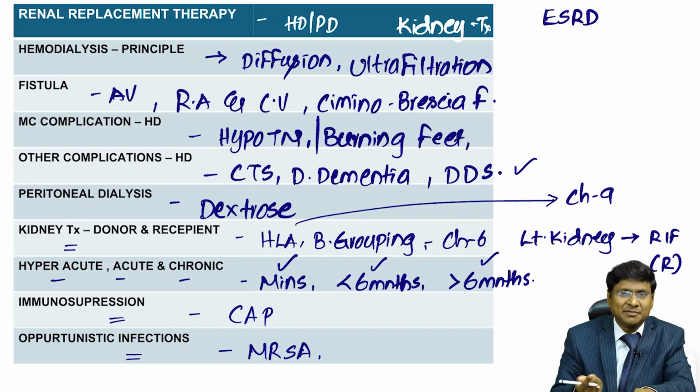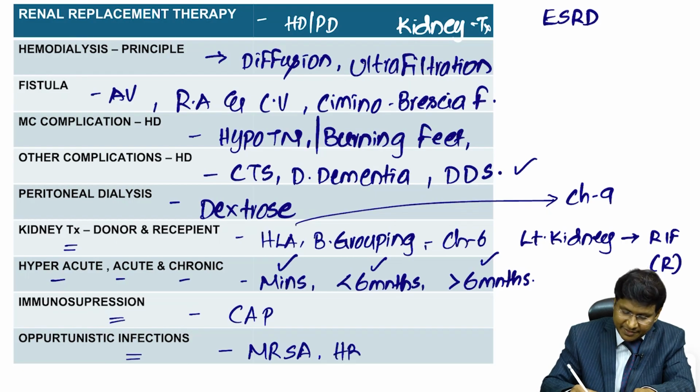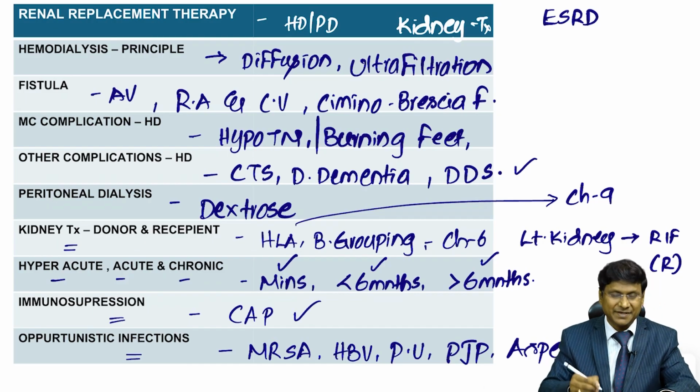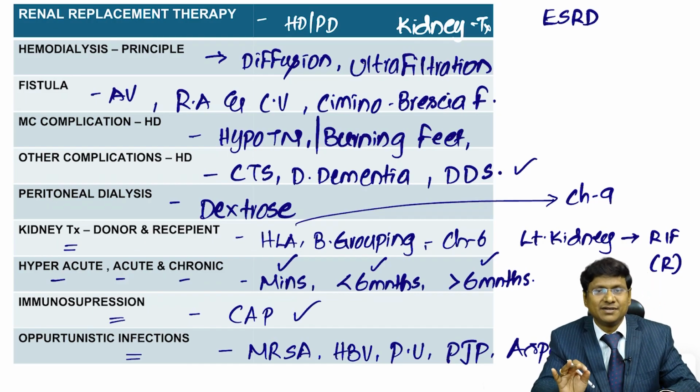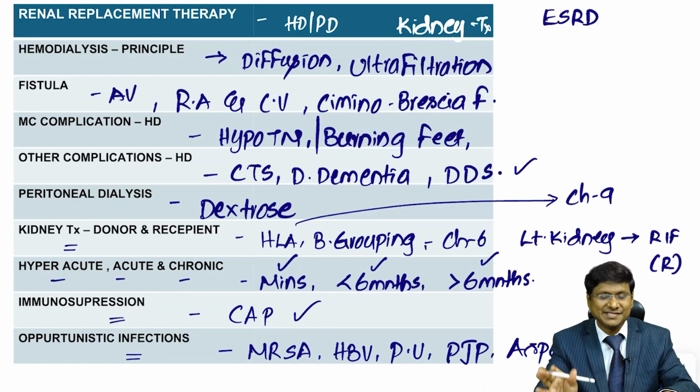Next to MRSA, you also have many viral infections like hepatitis B virus, then polyoma virus, Pneumocystis jirovecii pneumonia, and Aspergillus, that is a fungal infection. So these are the opportunistic infections whenever the patient is placed on the immunosuppressant drugs, that is cyclosporin, azathioprine as well as prednisolone. So this is your quick revision of chronic kidney disease.